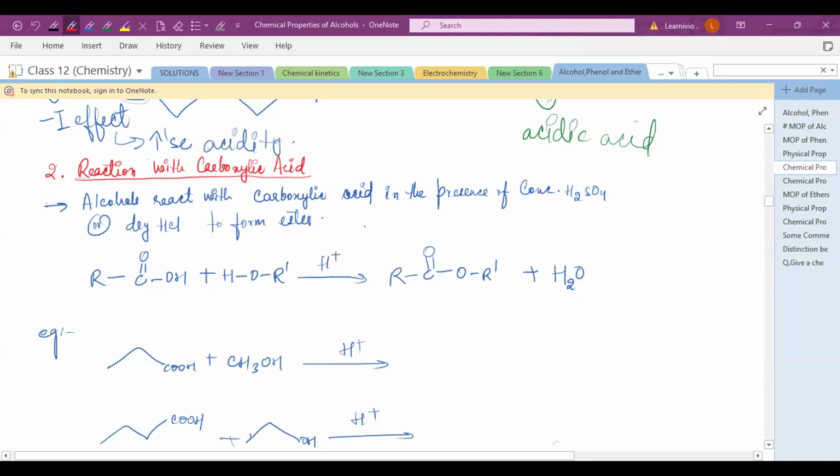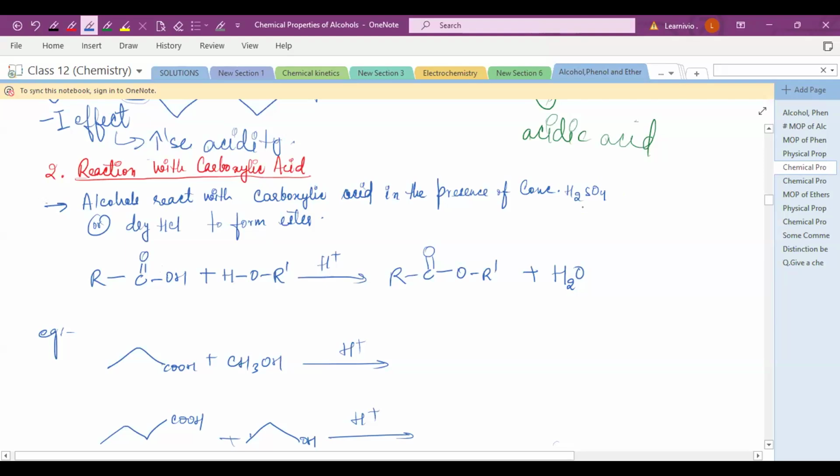So basically we were discussing the reaction of alcohols with different reagents, right? The second reaction is the reaction with carboxylic acid. Alcohols, when they react with carboxylic acid in the presence of concentrated H2SO4, or dry HCl, form an ester. What is the use of this concentrated H2SO4? Concentrated H2SO4 is a dehydrating agent.